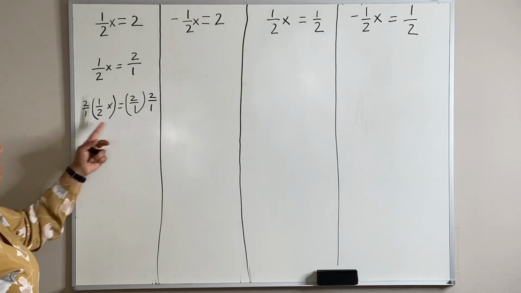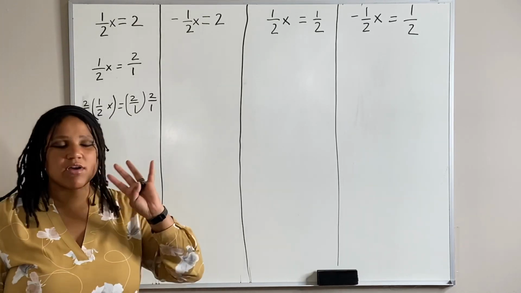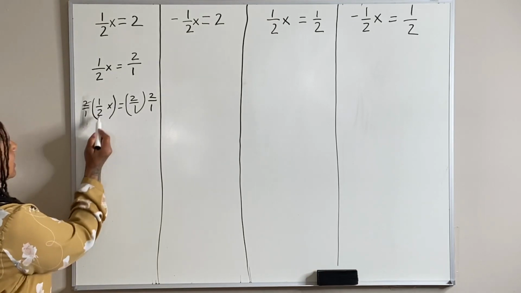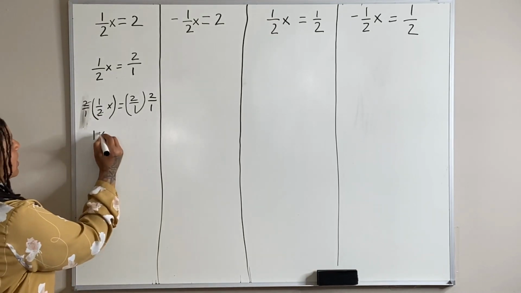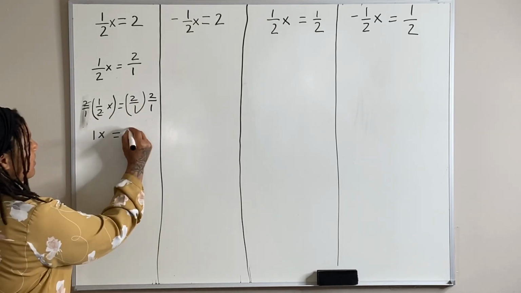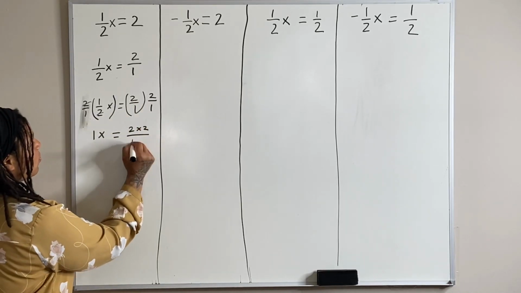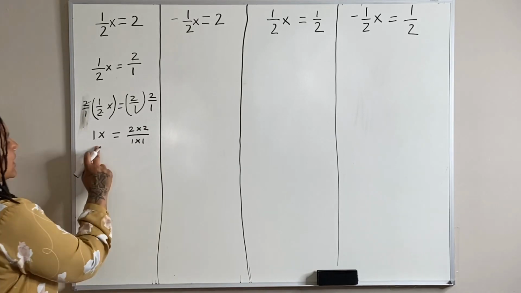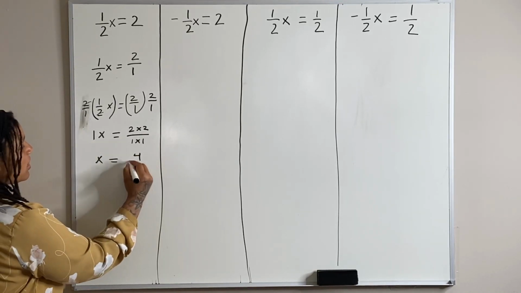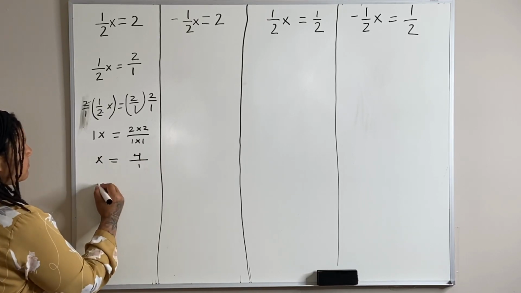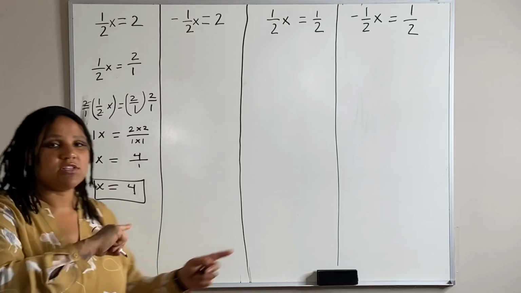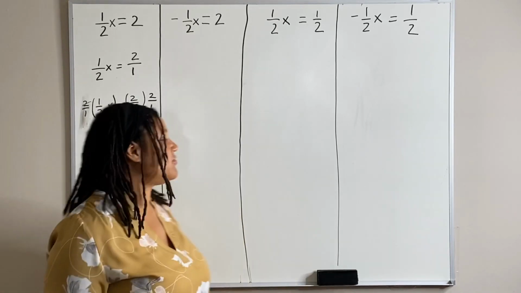Okay, so now because our goal is to isolate x, the 2's cancel and we're left with just 1x. Now here in the numerator, we have 2 times 2 over 1 times 1. Again, 1x is just x, and 2 times 2 is 4, and 1 times 1 is 1. And so we have x equals 4, because 4 divided by 1 is just 4.